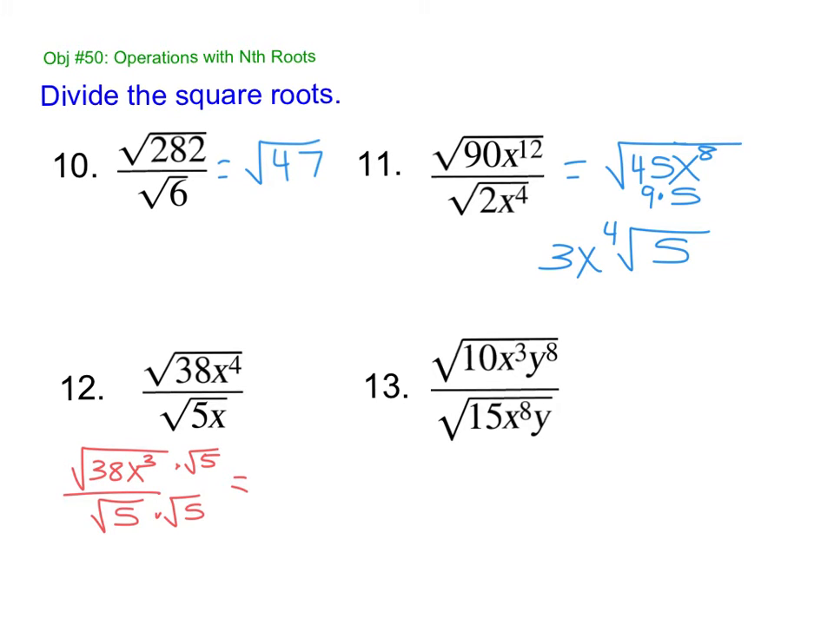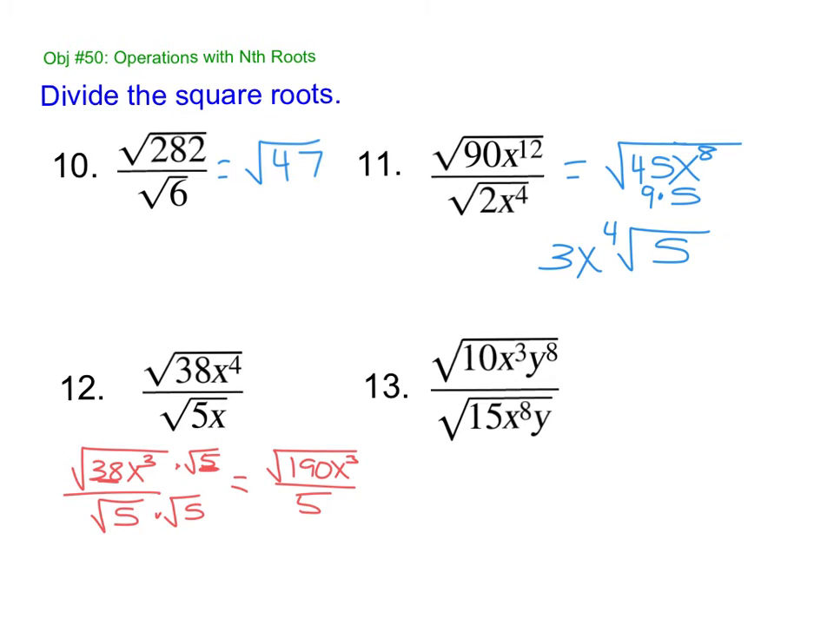38 times 5 is 190. So the square root of 190 x cubed all over 5. Now, 190 has no perfect squares in it. And you can actually tell because you multiplied 5 by 35, right? 35 doesn't have a perfect square in it. If it were a multiple of 5, it would work. If it was like 35 times 5, then you would have one. But in this case, it doesn't.